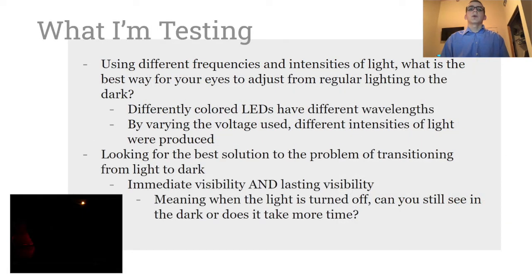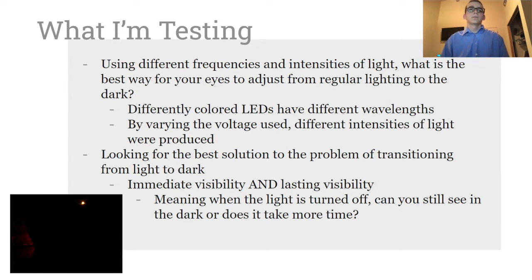So you may be thinking, what on earth, how would I test this? In order to do this, I'm using different frequencies and intensities of light and seeing what is the best way for your eyes to adjust from regular lighting, say a bright hallway, to the dark, say a room that has no lights on. I use different colored LEDs that have different wavelengths associated with them because they're different colors. And by varying the voltage going through each LED, I was able to have different intensities of light.